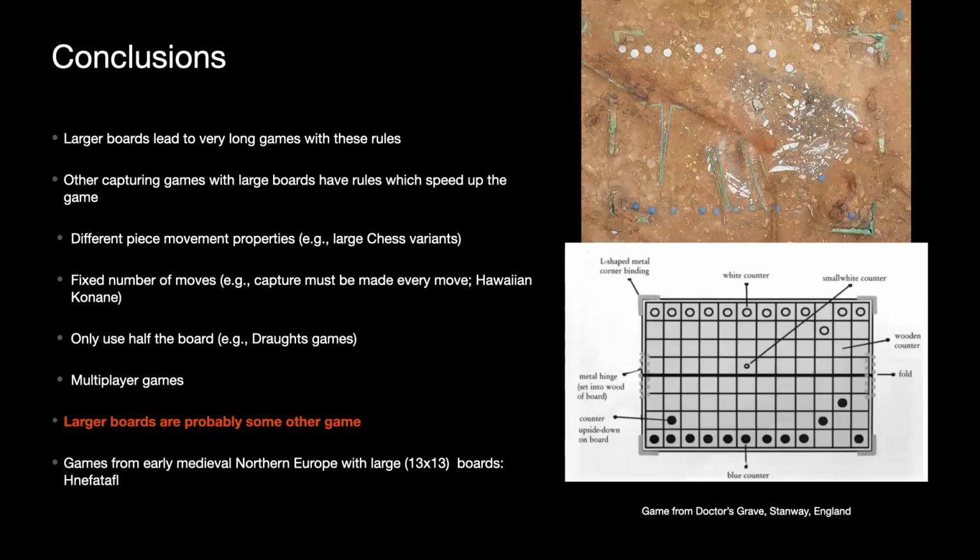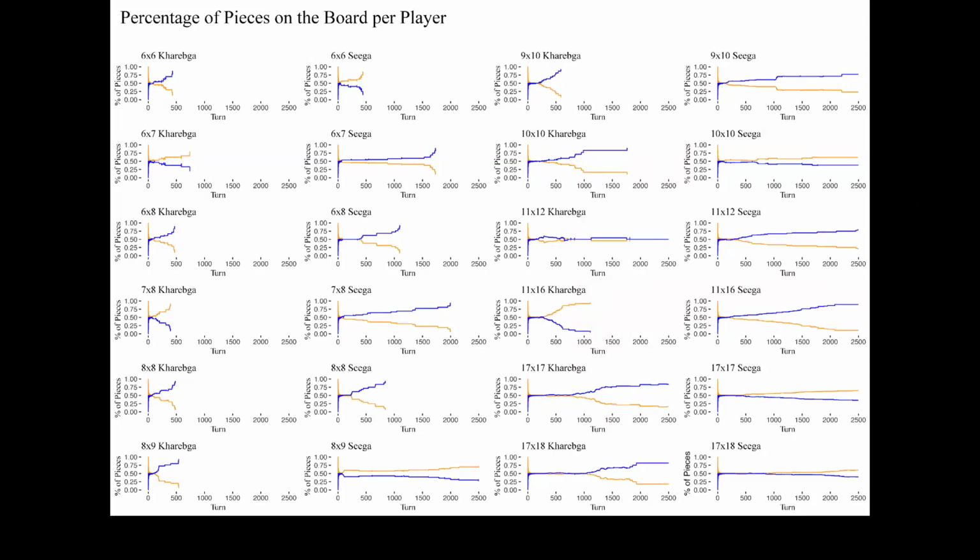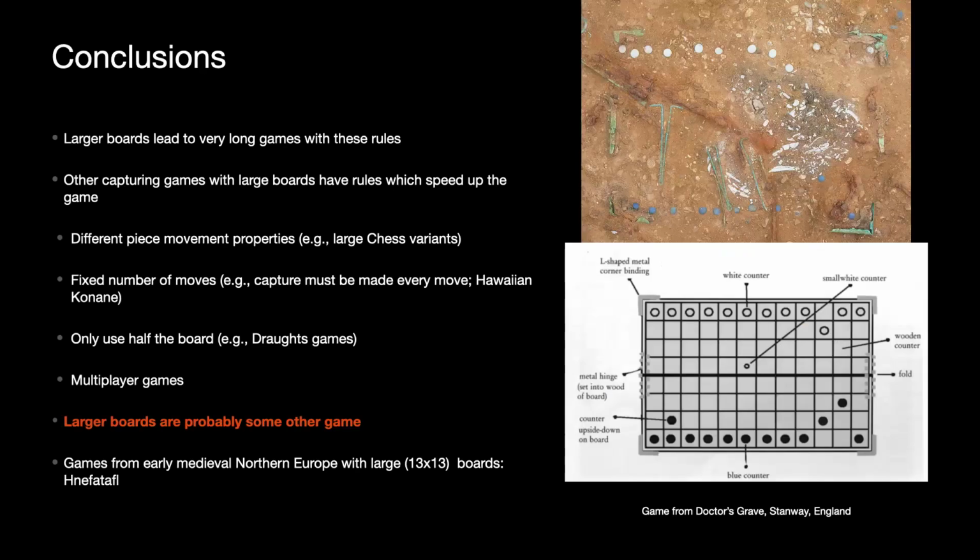We also looked at some of the other games that we have in the database, because we do have games on larger boards where the goal is to capture all of the pieces. We looked at 10 by 10 as really the cutoff where everything, especially for the Sega boards, seemed to go on way too long. So we looked at other games that we know existed and that people played, and those large board capturing games had certain features that speed up the gameplay.